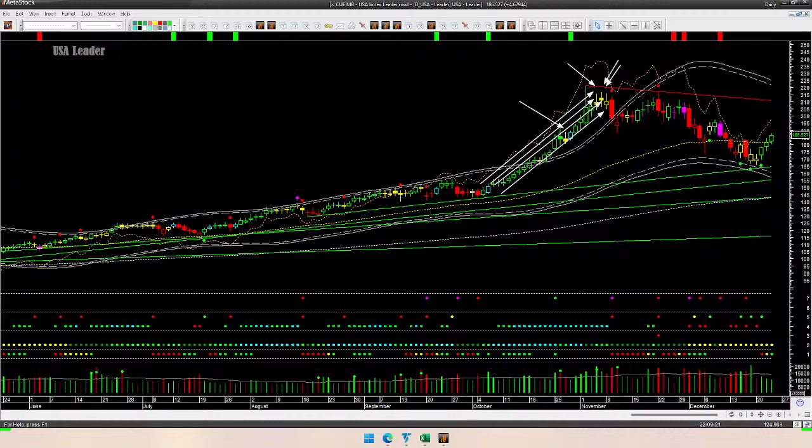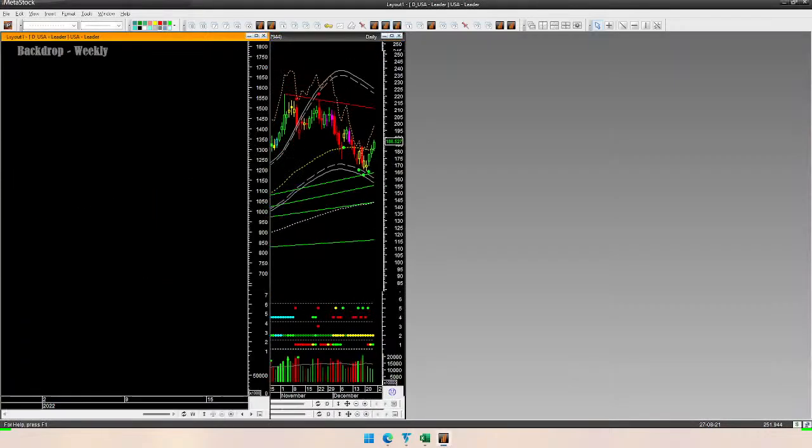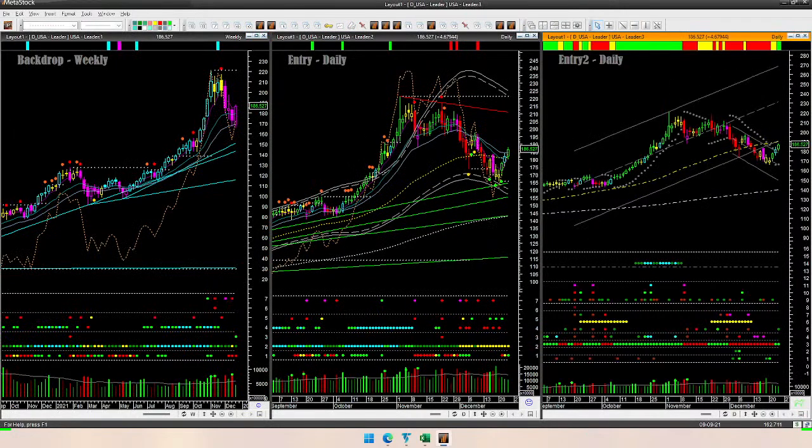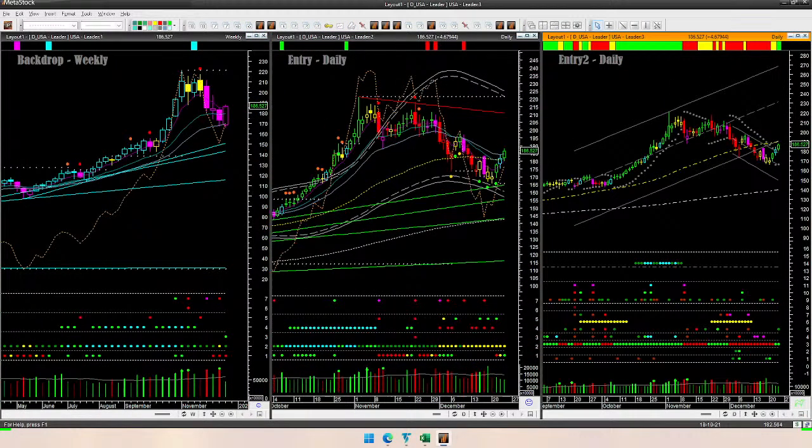Instead of using this single chart template, let's analyze this leader index using the standard 3 chart template: weekly, daily, daily.